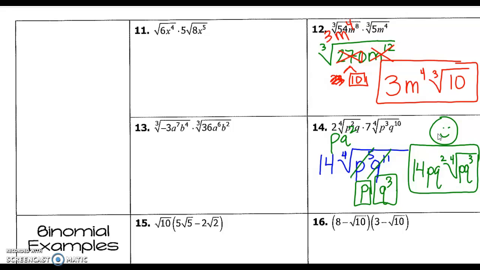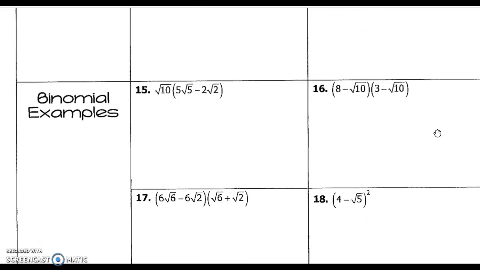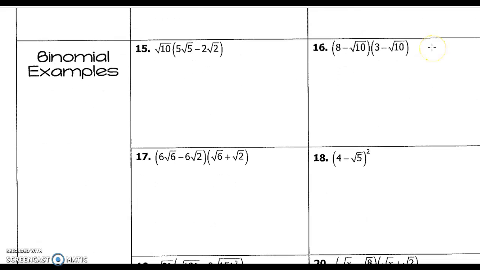All right, now we're going to look at some binomials, 2 terms. So let's actually go to number 15 here. Same concepts. You multiply the outsides, you multiply the inside. So when we take radical 10 times 5 radical 5, we have 5 on the outside. Radical inside, 10 times 5, the insides would be 50. Minus radical 10 times 2 radical 2, we've got the negative 2 on the outside. Inside, 10 times 2 would be 20.